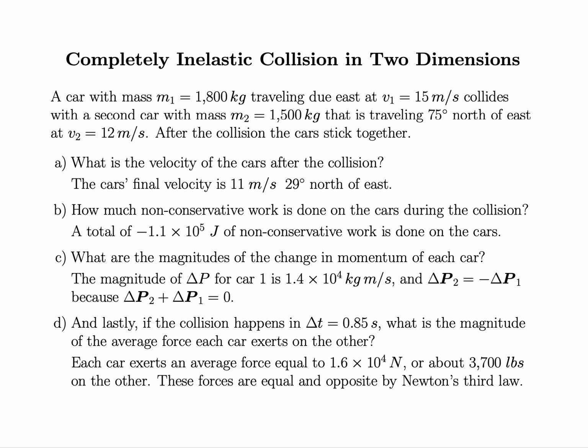So in summary, here's where we are. We started out with the two cars traveling separately, and they collided and stuck together. We were able to calculate their final velocity. We were able to calculate how much non-conservative work was done on the cars. We were able to calculate the change in momentum for each of the cars, and we could use the change in momentum to estimate the force that each car exerts on the other.